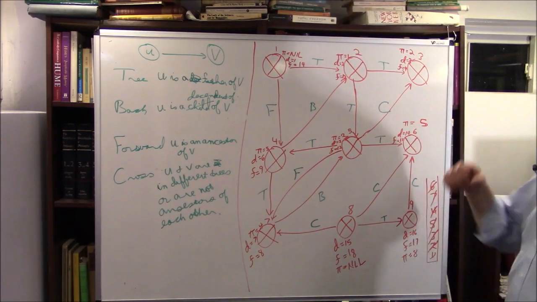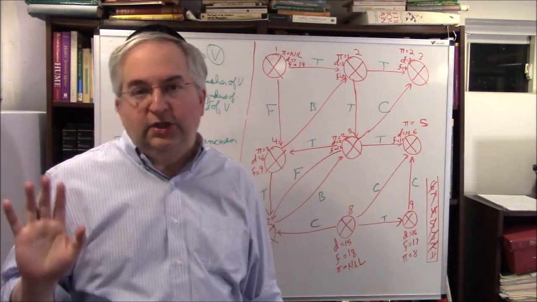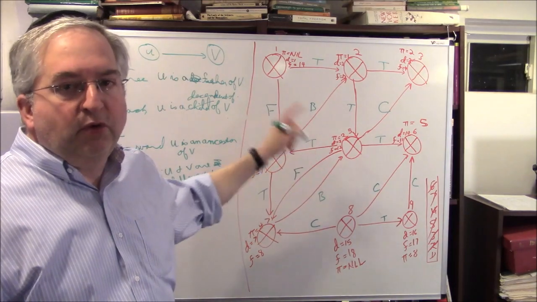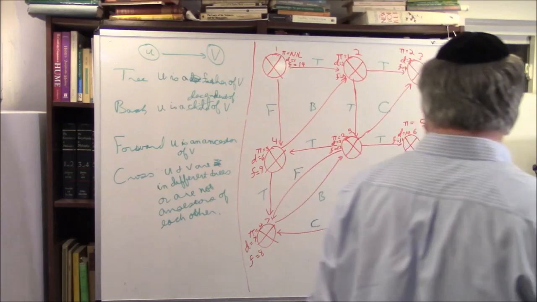Okay? Now, these classifications are used all over. They're used especially in AI. When you're searching for things, you have to keep track. Are you going backwards? Are you going forwards? Etc., etc. So this is very important in AI.